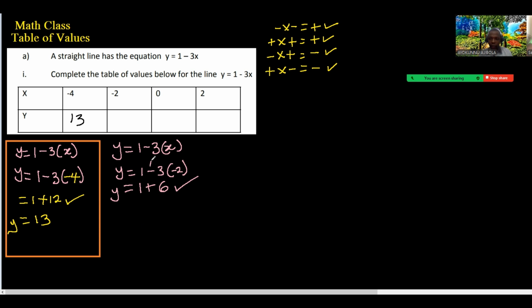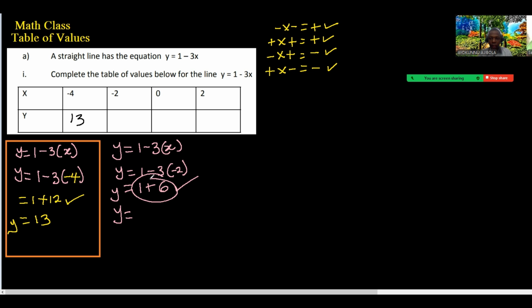You have a negative times a negative. So what is negative times negative? Negative times negative is positive. Yeah, that's why it's positive. Is that clear? Good. Because later on, I'm going to give you some stuff to do like this, and you should be able to do them yourself. So, what is y now?